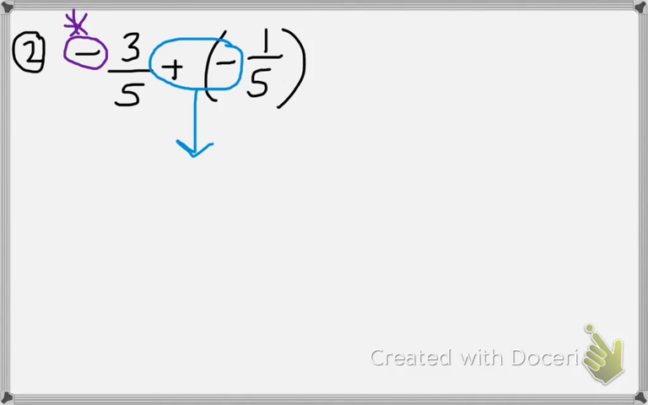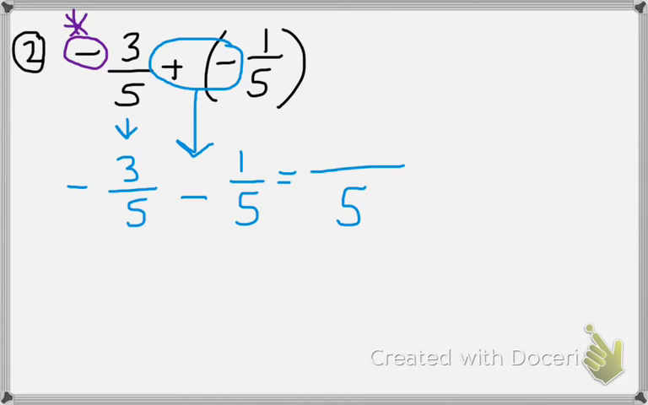Positive and negative turn into a negative. Now we bring everything else down. So again, we can't forget about our negative. Negative 3 over 5 minus 1/5. Now we ask ourselves, do these fractions have the same denominator? Yes, they do. So we keep that denominator, which is 5.